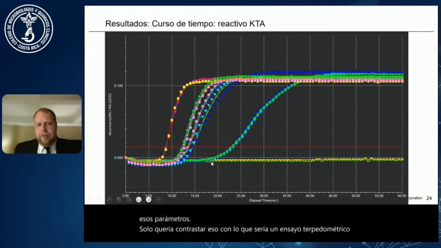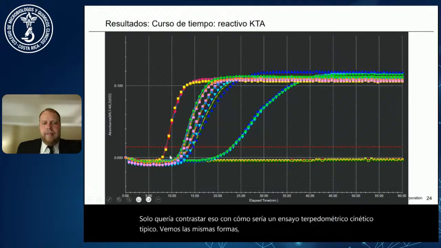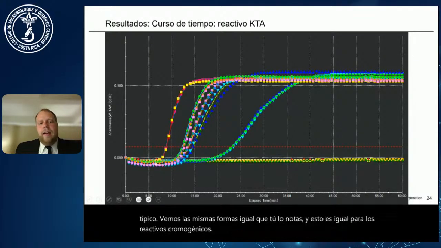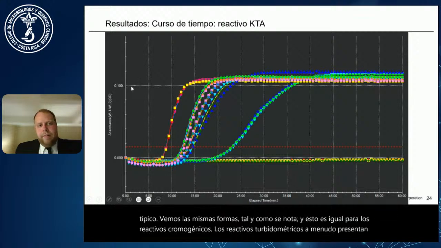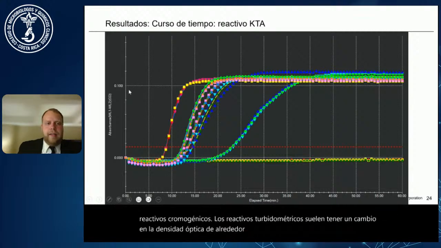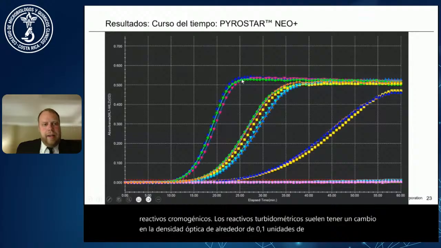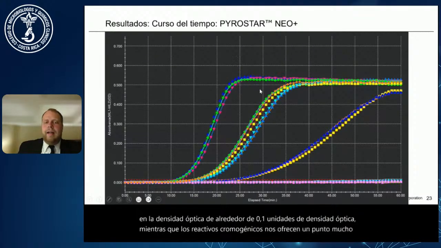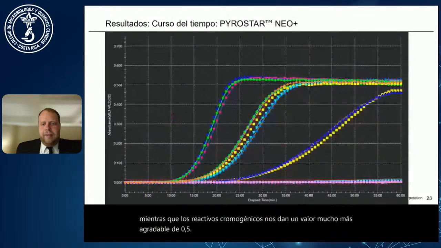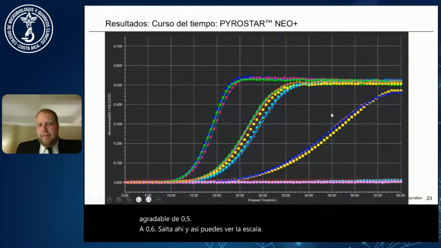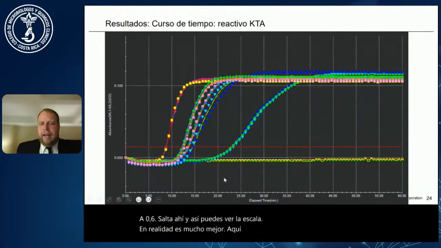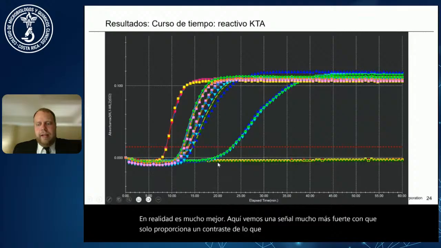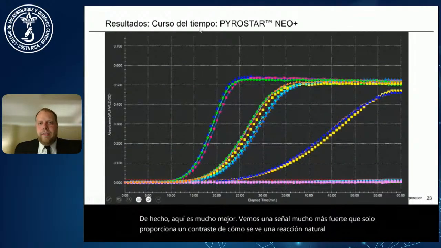We see the same shapes, just as you'll notice, and this is the same for chromogenic reagents. Turbidimetric reagents often have a change in optical density of around 0.1 optical density units, whereas the chromogenic reagents give us a much nicer 0.5 to 0.6 jump in that. And so you can see the scale is actually much greater here. We see a much stronger signal with that. So that just provides a contrast of what a natural LAL reaction looks like versus here, the Pyrostar Neo Plus reaction.